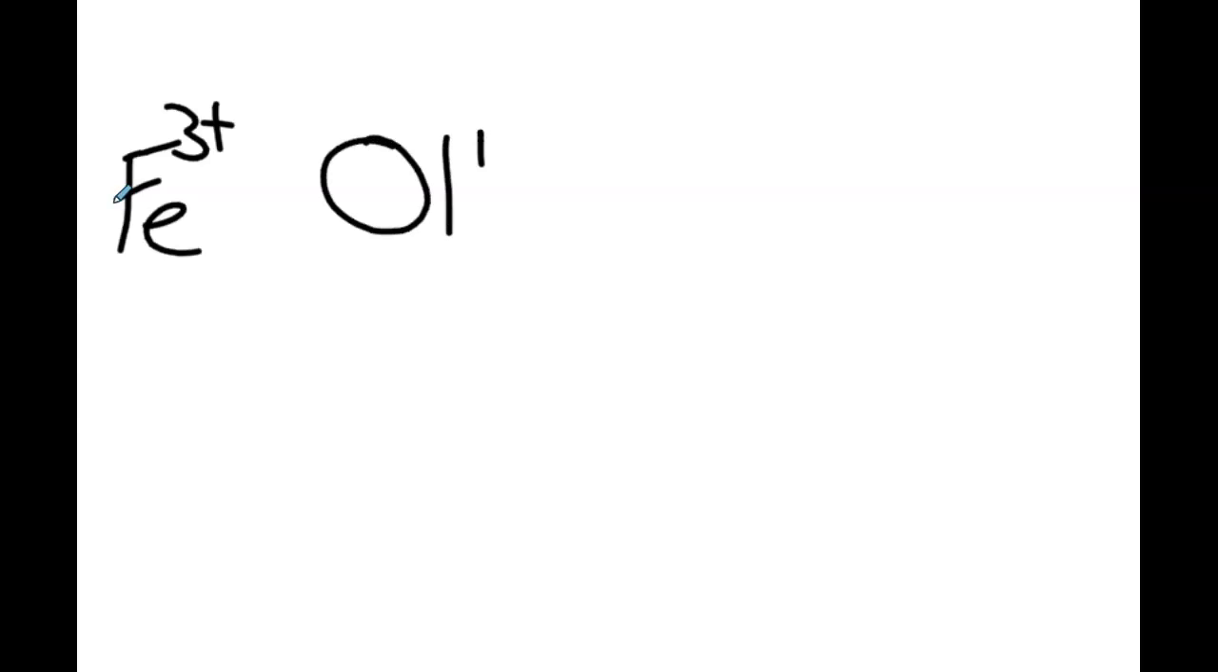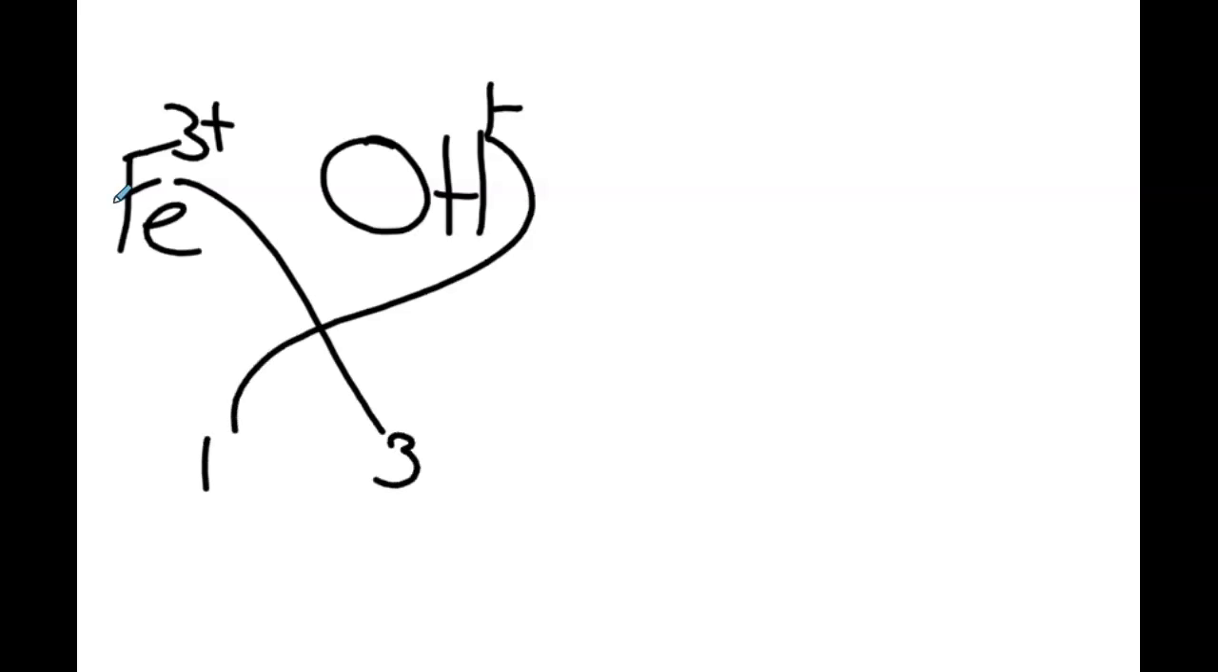So I'll start with my iron, Fe, and it's a 3+ because it's a Roman numeral 3. My other one is hydroxide, which is a 1-. This is a grouping of two elements working together. So we crisscross our numbers, 1 and a 3. I bring my symbols straight down.